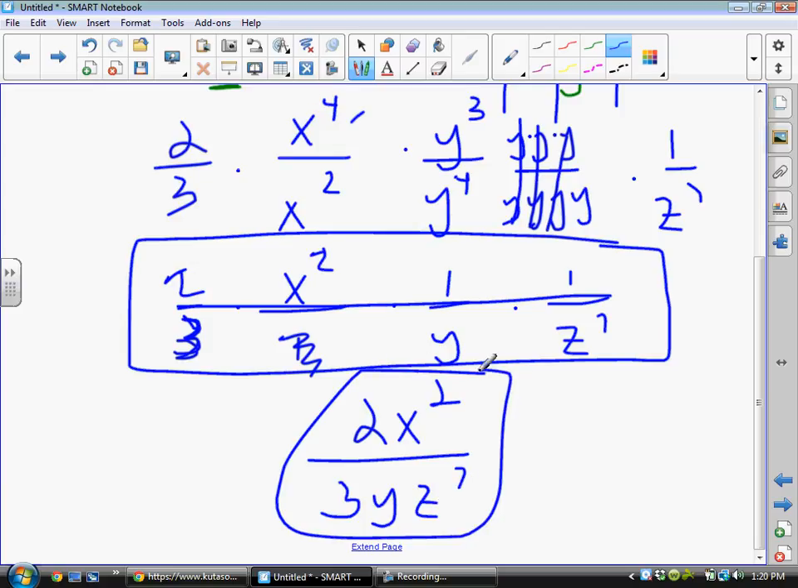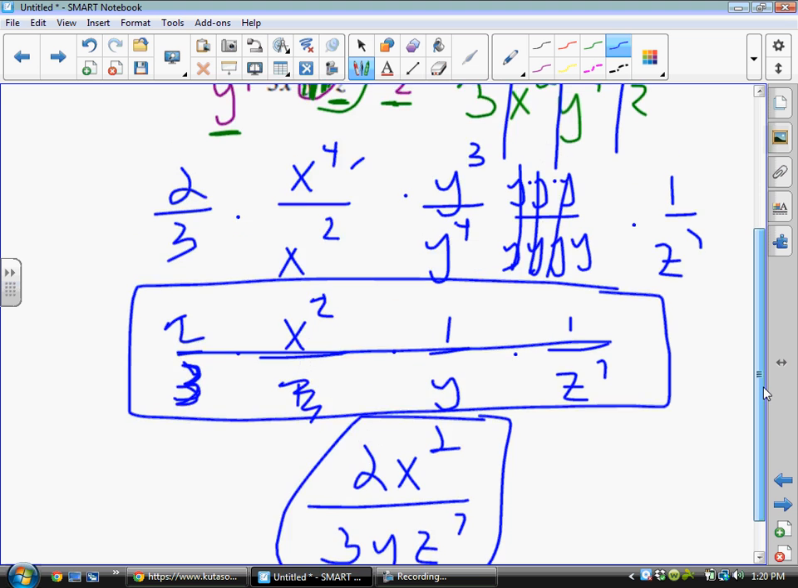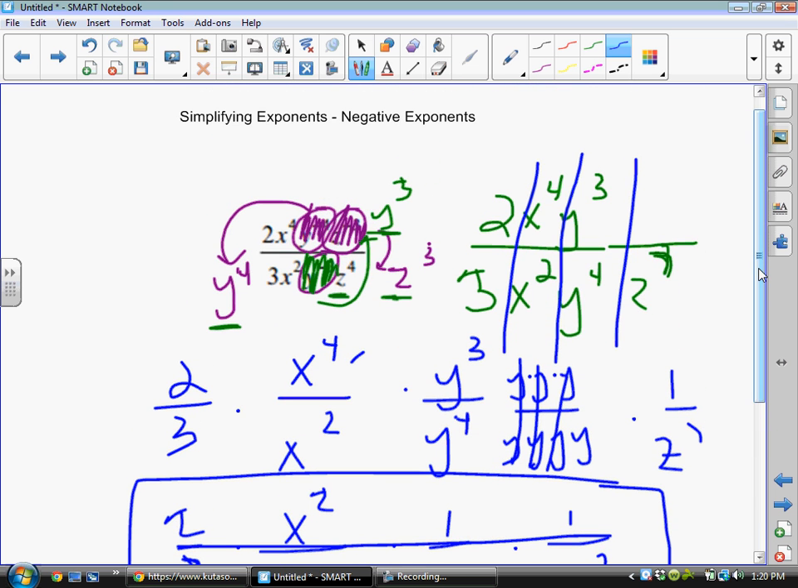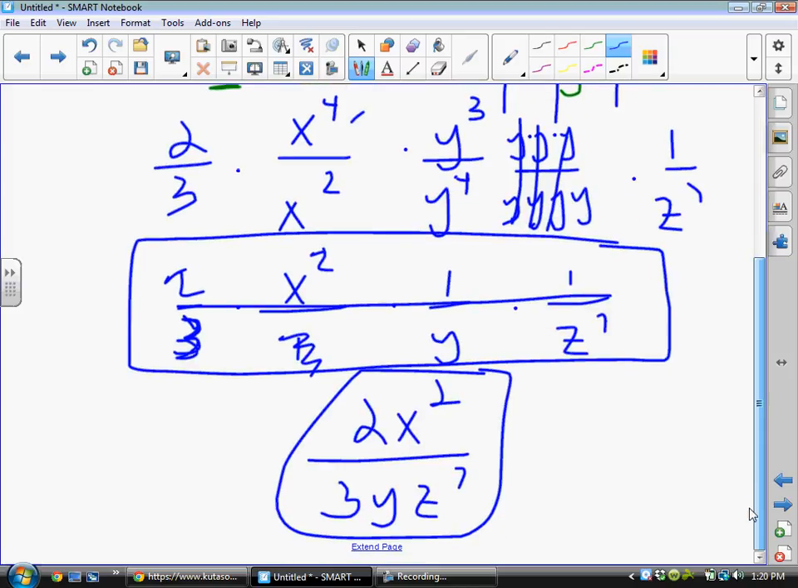So first thing you should do, if you have negative exponents in your problem, you need to move those to the opposite side, opposite top or bottom. Okay? Only move the things that have a negative with them. Do not move anything else. Okay? Then you're going to simplify it as if it was a regular problem without any negative exponents. So make sure you ask questions about negative exponents, as these can be a little tricky.